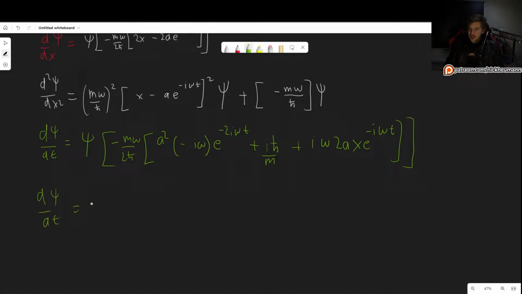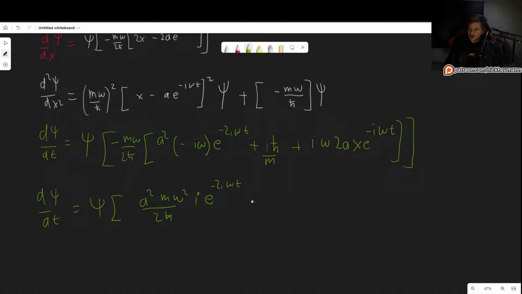So by multiplying through, we get psi times, and now let's see. In this first term, we get a squared, the minus cancel out, m omega squared divided by 2 h bar. And we still need to include the e to the minus 2i omega t. Let me double check. So a squared, m omega squared, positive 2 h bar, yes.